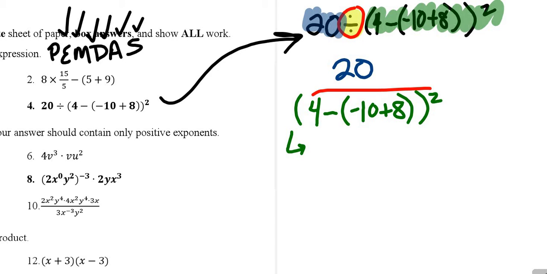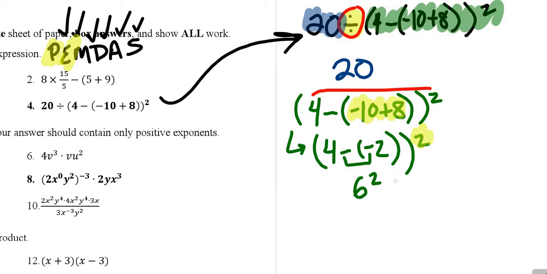Step 1, we're going to do the parentheses. So this becomes 4 minus negative 10 plus 8 becomes negative 2, and this entire thing is still squared. Then we do that exponent. So this down below, this becomes double negative makes a positive 6 squared, and that exponent is 36. So the final expression here is going to be 20 over 36.